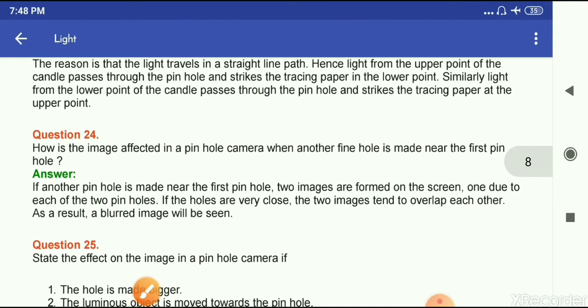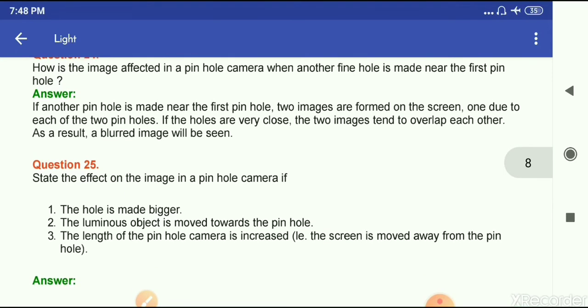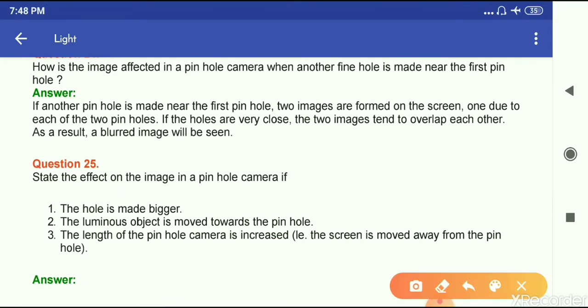Question number 24. How is the image affected in a pinhole camera when another fine hole is made near the first pinhole? Answer is, if another pinhole is made near the first pinhole, two images are formed on the screen, one due to each of the two pinholes, and if the holes are very close, the two images tend to overlap each other. As a result, a blurred image will be seen.